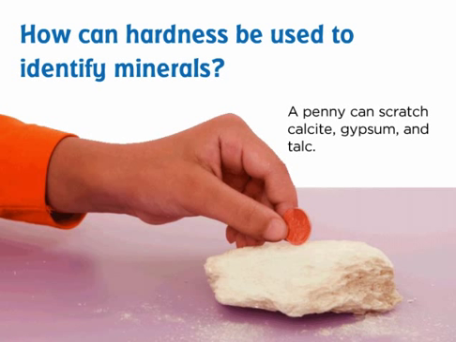You can also tell the hardness of minerals by using some everyday items. Your fingernail can easily scratch gypsum and talc. A penny can scratch calcite, gypsum, and talc. Glass can scratch any mineral with a hardness that is less than 5.5. A steel file can scratch any mineral with a hardness that is less than 6.5. An iron nail can scratch any mineral with a hardness that is less than 4.5.